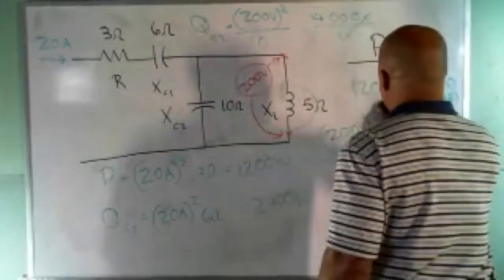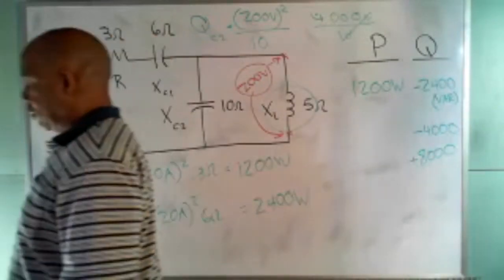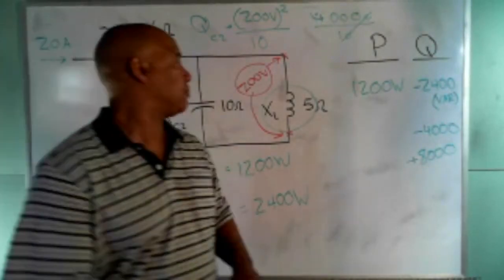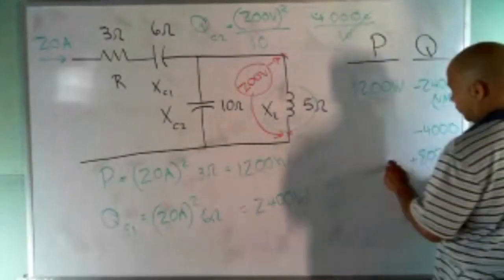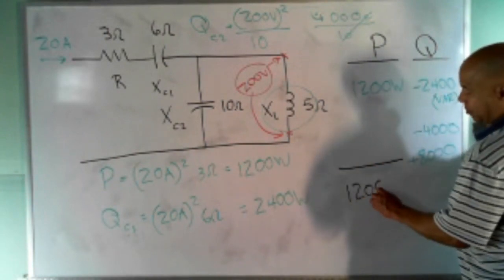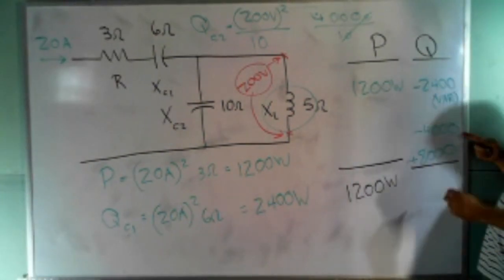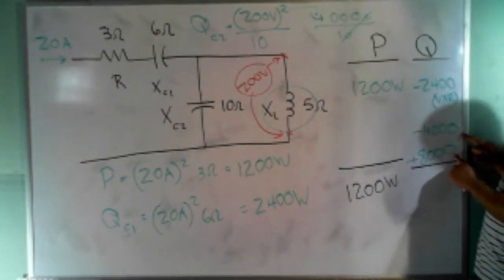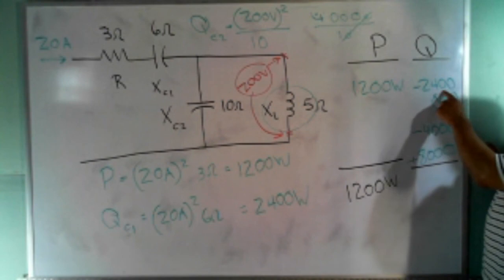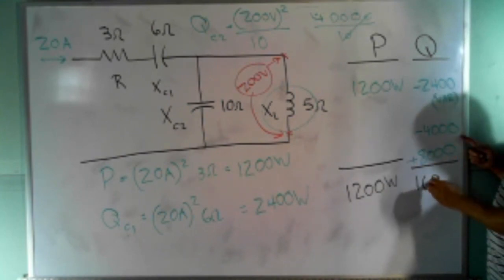My total reactive power, my total resistive power. So my total resistive power is 1,200 watts. My total reactive power, if I subtract these, I get 4,000. Subtract 2 more thousand from it, I get 2,000. And then subtract 400 from it. Is it 1,600? Did I do it right?